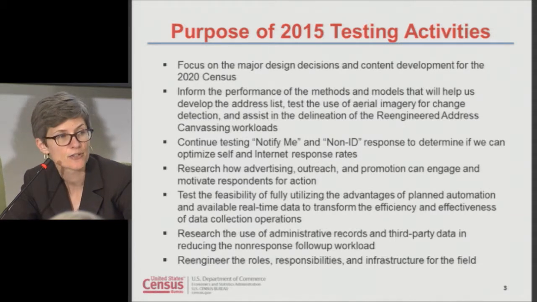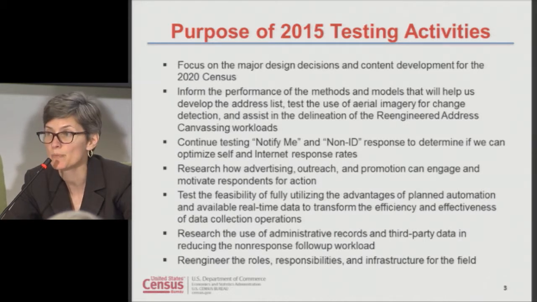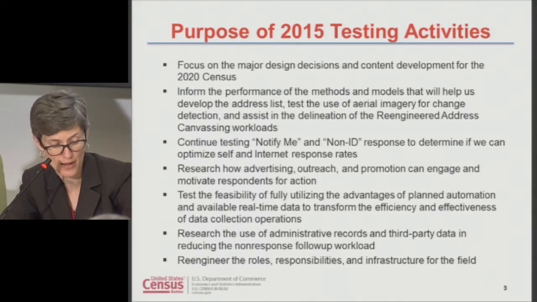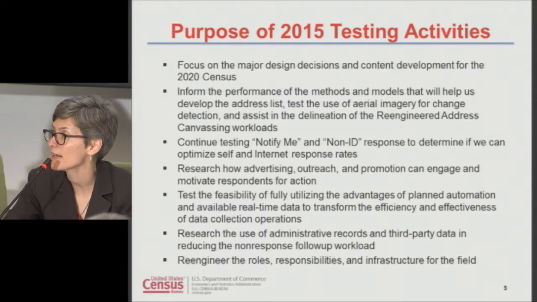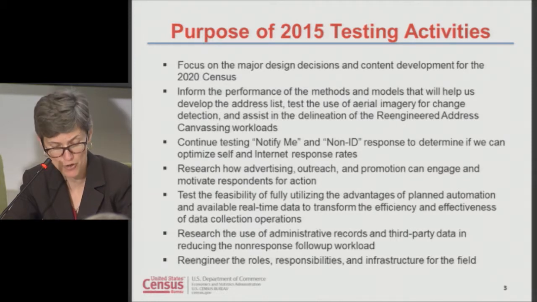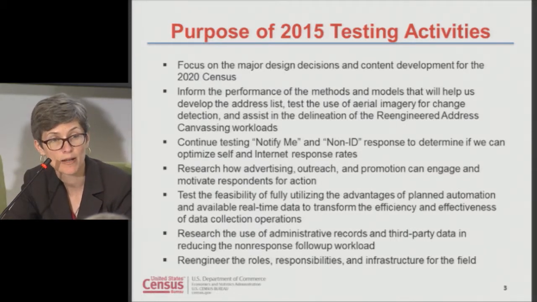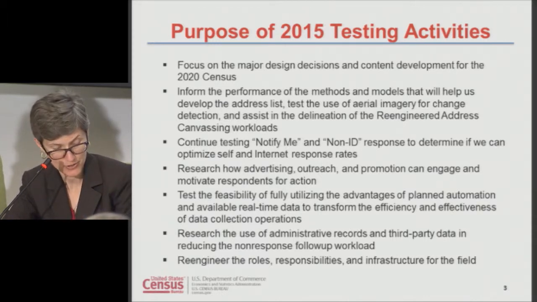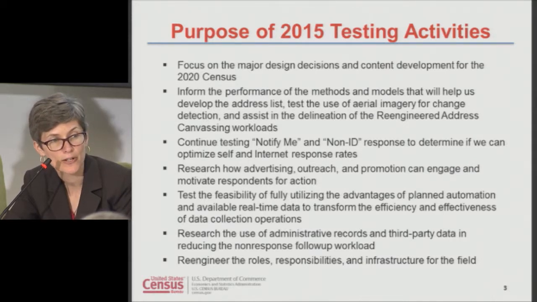We talked a little bit about the optimizing self-response test. We're continuing to test our Notify Me option and non-ID response, allowing people to respond without a unique census identification code to determine if we can optimize self-response and internet self-response rates that way. As part of the optimizing self-response test, we're researching how advertising, outreach, promotion, and partnerships can engage and motivate respondents to respond. As part of our utilizing administrative records and the 2015 census test, we're researching the use of those records and third-party data to help reduce the non-response follow-up workload.